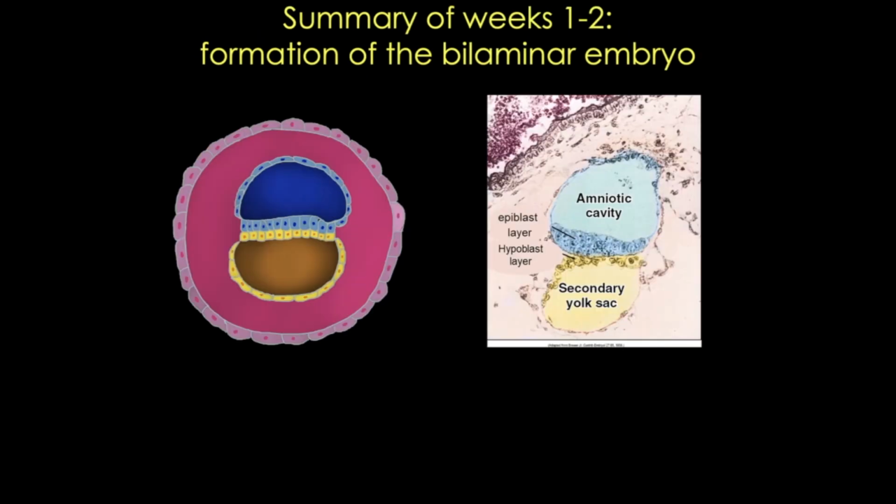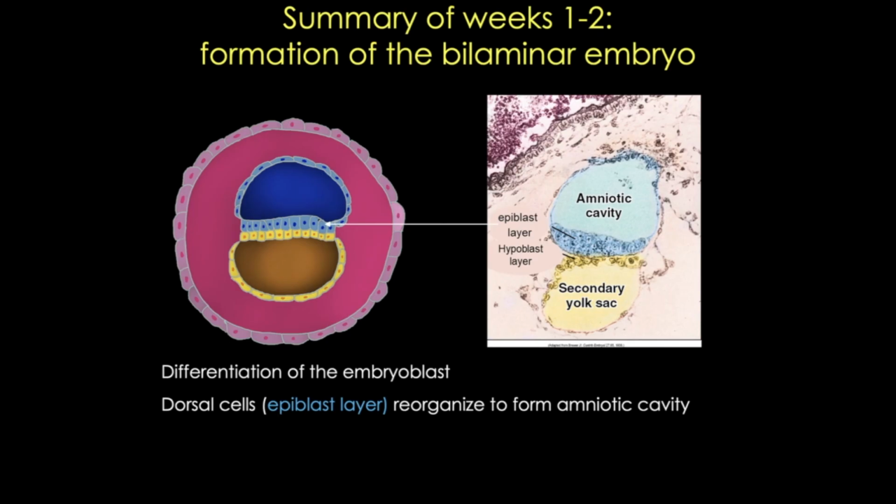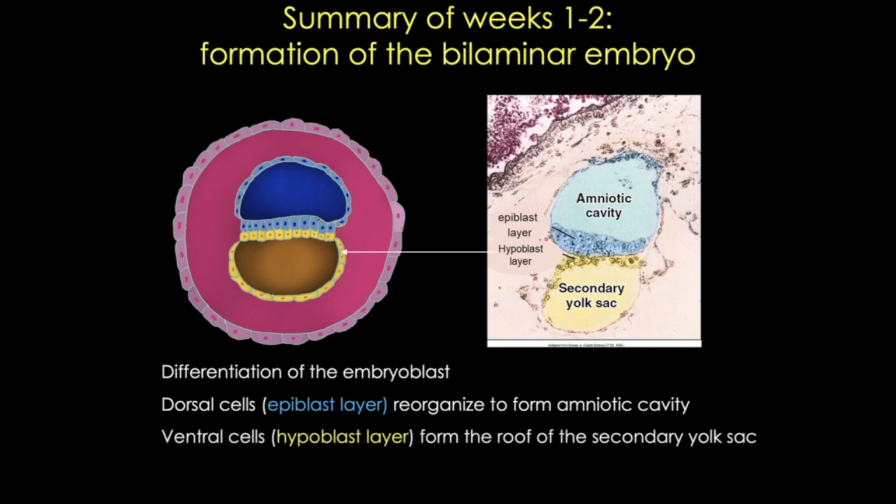Now, to finish up, where are we at the end of week 2? Well, we're at the bilaminar stage. Now, as seen in the cartoon on the left and the colored micrograph on the right, we now have differentiation of the embryoblast. We have dorsal cells, the epiblast, that have organized to form the amniotic cavity, and those are going to give rise to all the tissues of the embryo. We also have ventral cells, the hypoblast cells, that are going to form the roof of the secondary yolk sac.